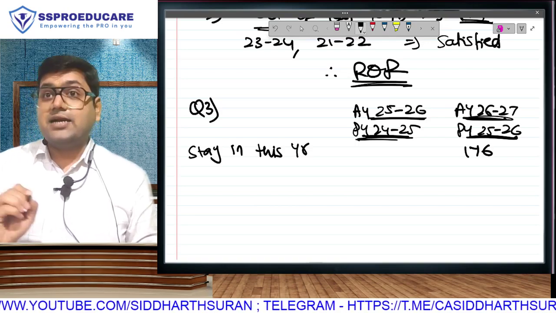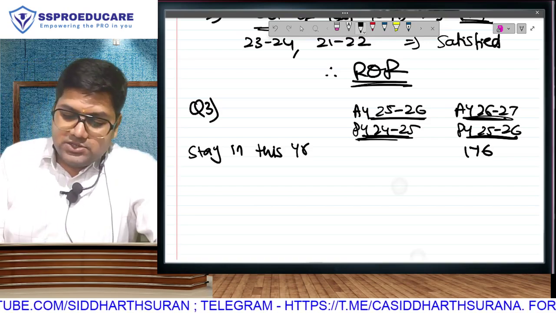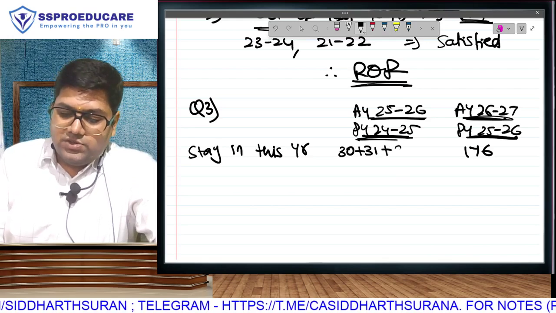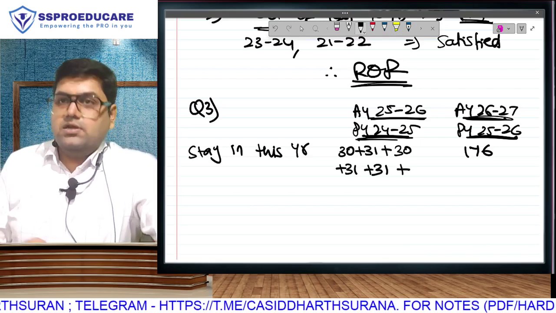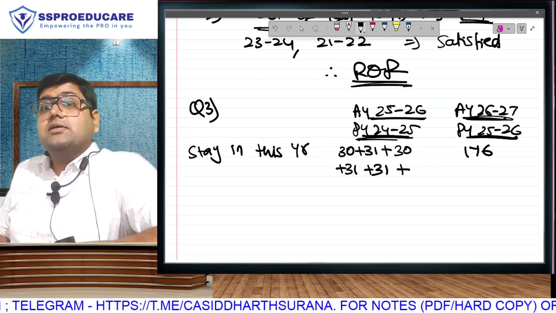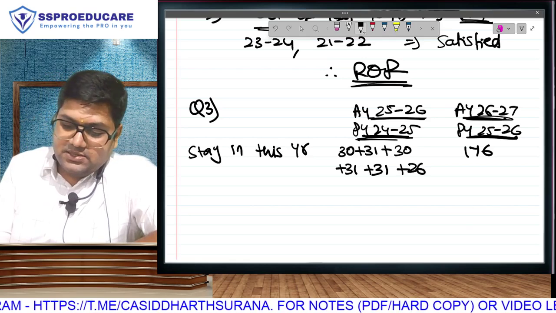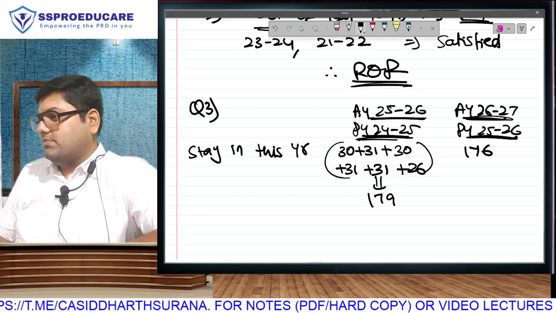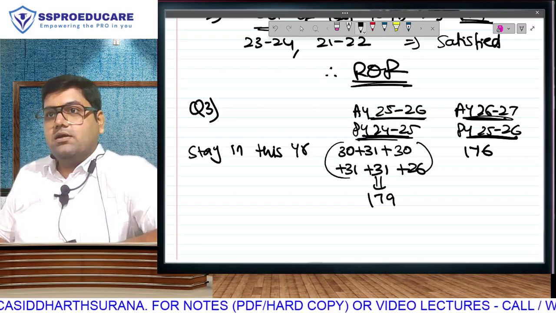How to calculate? Starting April he was here. He left on which date? 26 September. So April 30 days, May 31, June 30, July 31, August 31. September he left on the 26th. We'll count 26 because he has not given us hours, so the outgoing day will be taken. So 26 days gives you 179 days. Clear? Everyone?